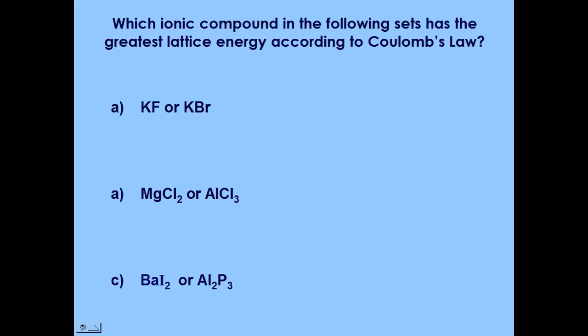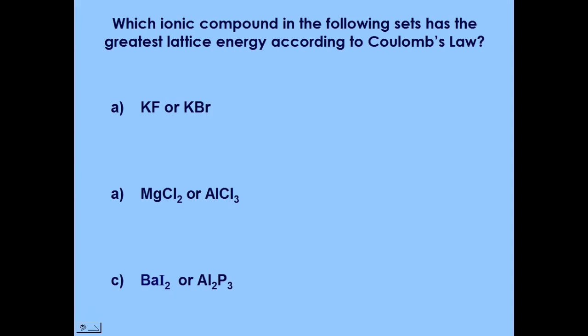So what we're going to do here is look at pairs of ionic compounds to determine which one would have the greatest lattice energy according to Coulomb's law. So we want to basically look at the two compounds that I give you, compare their charges, compare their sizes, see which factor we're looking at. I won't ask you to try to compare more than one factor at a time.